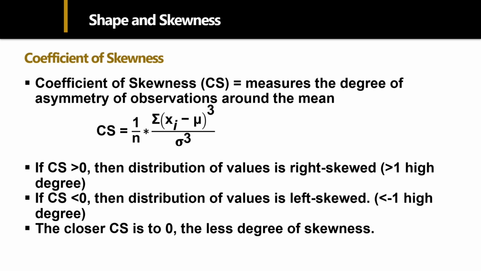Below, at the bottom of the slide, we see several rules. If a coefficient of skewness is non-zero, then we say it has some degree of skewness. For instance, if it's greater than 0, then it is right-skewed. And for any CS value over 1, we say it's highly right-skewed. The reverse is true for negative values. Any distribution that's left-skewed will have a CS that is negative, and any CS value less than -1, we say is highly left-skewed. The closer the CS value itself gets to 0, the less skewness it actually has.